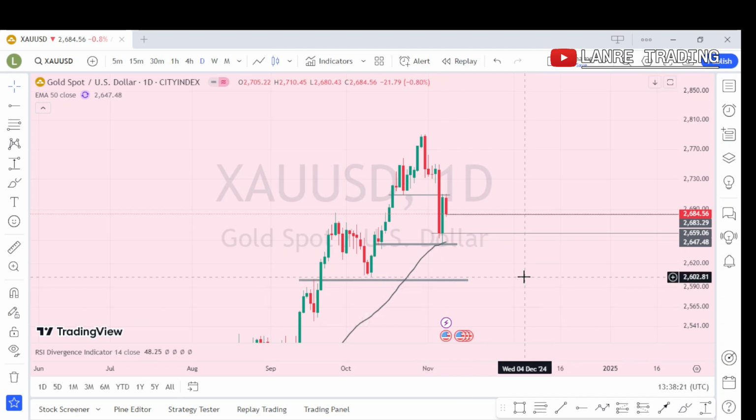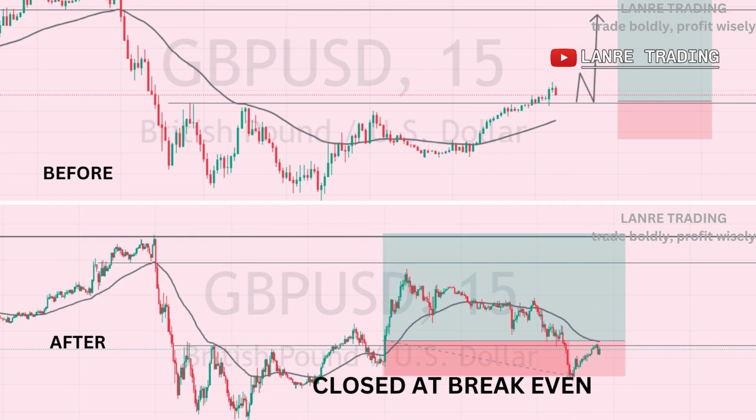Last week was a different week in the forex market, and we took a different approach to trading. We basically didn't trade a lot because last week was the US election and there is a lot of uncertainty around the forex market. So we didn't take a lot of trades. We only had one trade, and as you can see on the screen, we closed all our positions at break even.